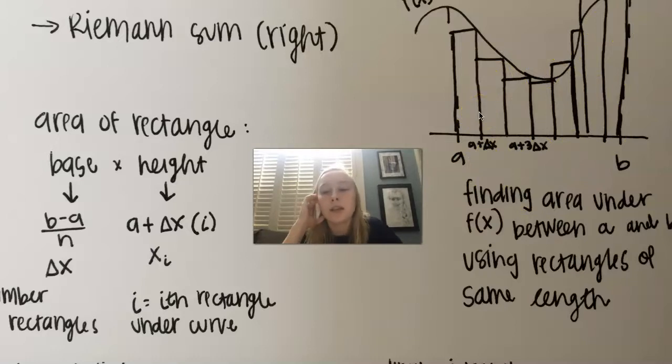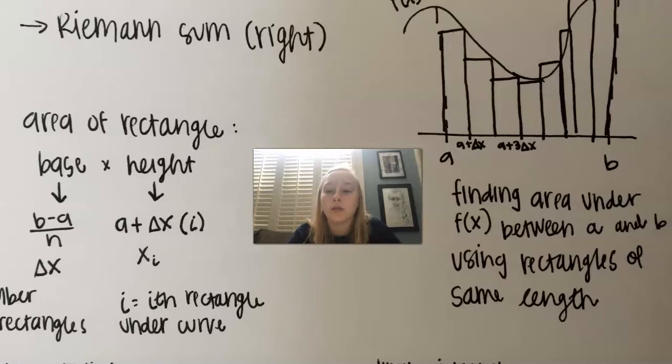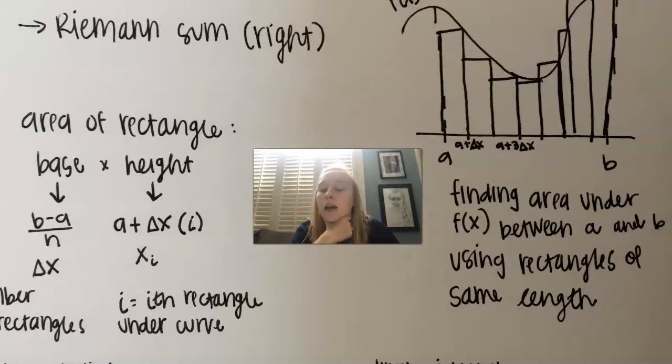For a limit sum, our goal is to find the area under the function between a and b, these two points or any two points, using rectangles of the same length. I know I didn't draw them all the same base length, but all of these lengths are supposed to be the same.